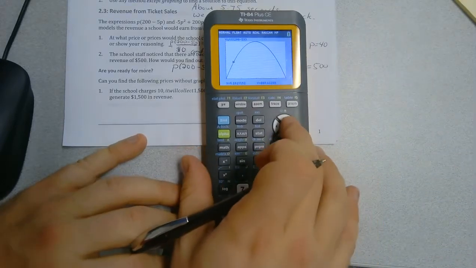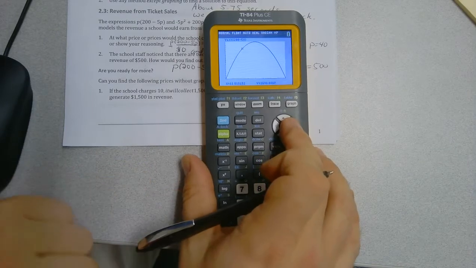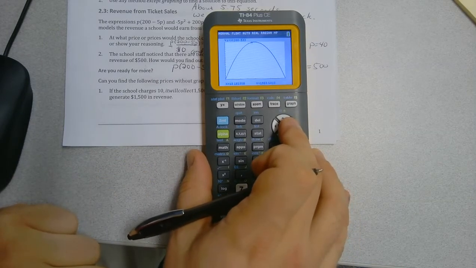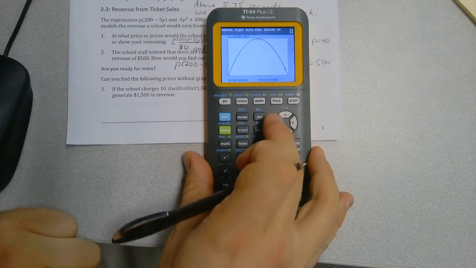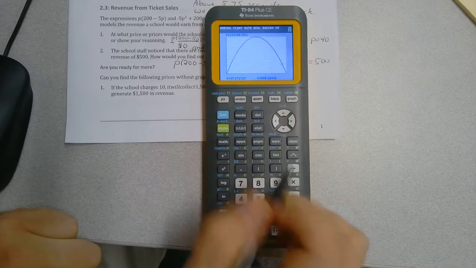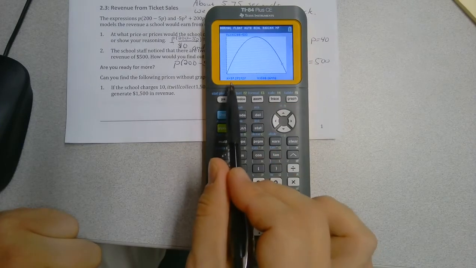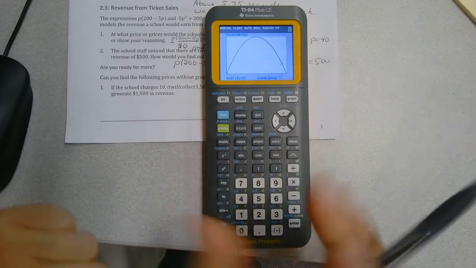And then I'm going to go over to the other side of the parabola and try to answer the exact same question. And the price seems to be about $37.27.